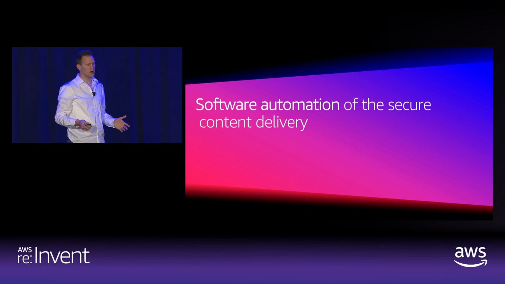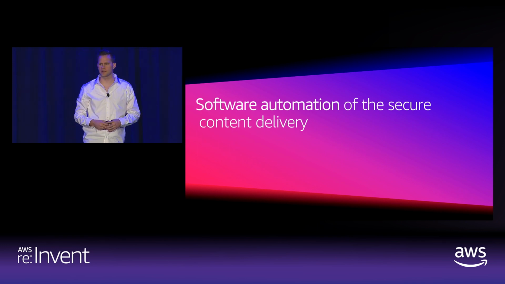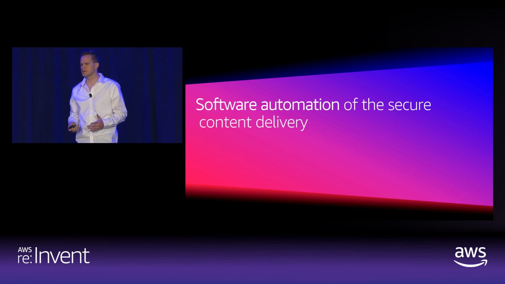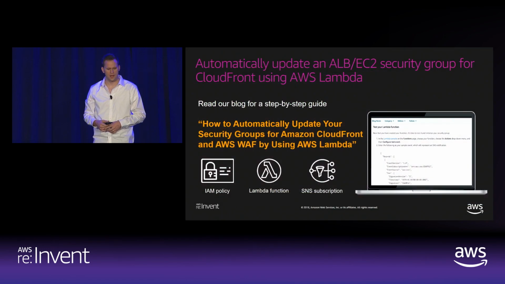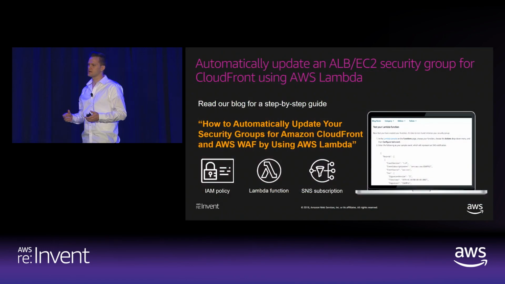All right, so now let's talk about how you would do this also for your custom origins and how you would automate to make sure that the IP addresses within that custom security policy are always up to date. And you're going to use this by doing a few different things.